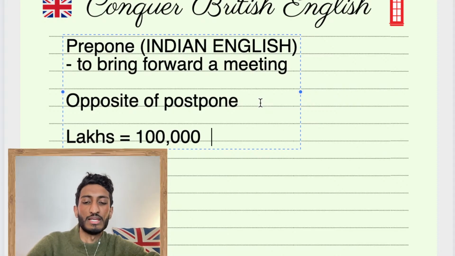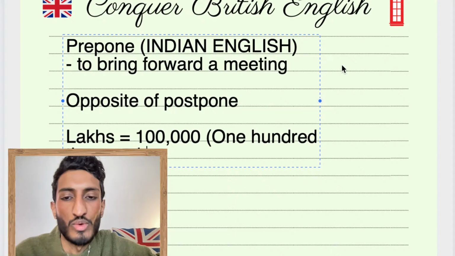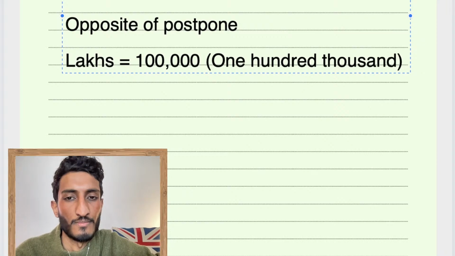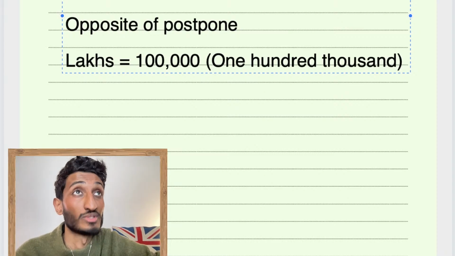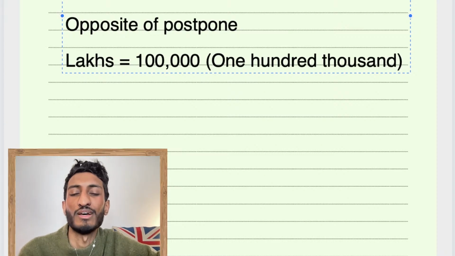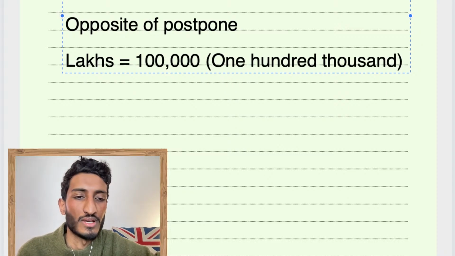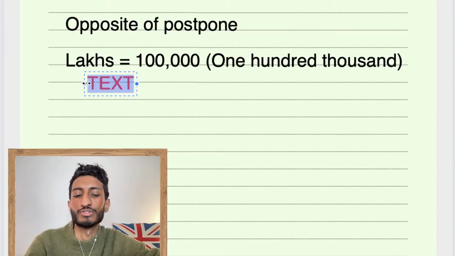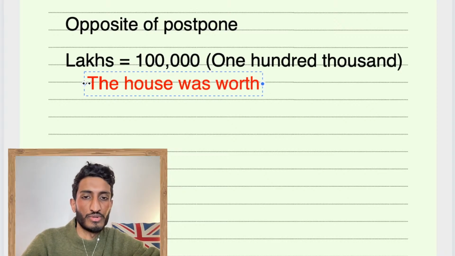So this number in English is written 100,000, right? So if you said, oh, the house was worth 3 lakhs, that would be 300,000. But in British English, you want to use the right lingo and the right London slang. So you could say the house was worth 300 grand.